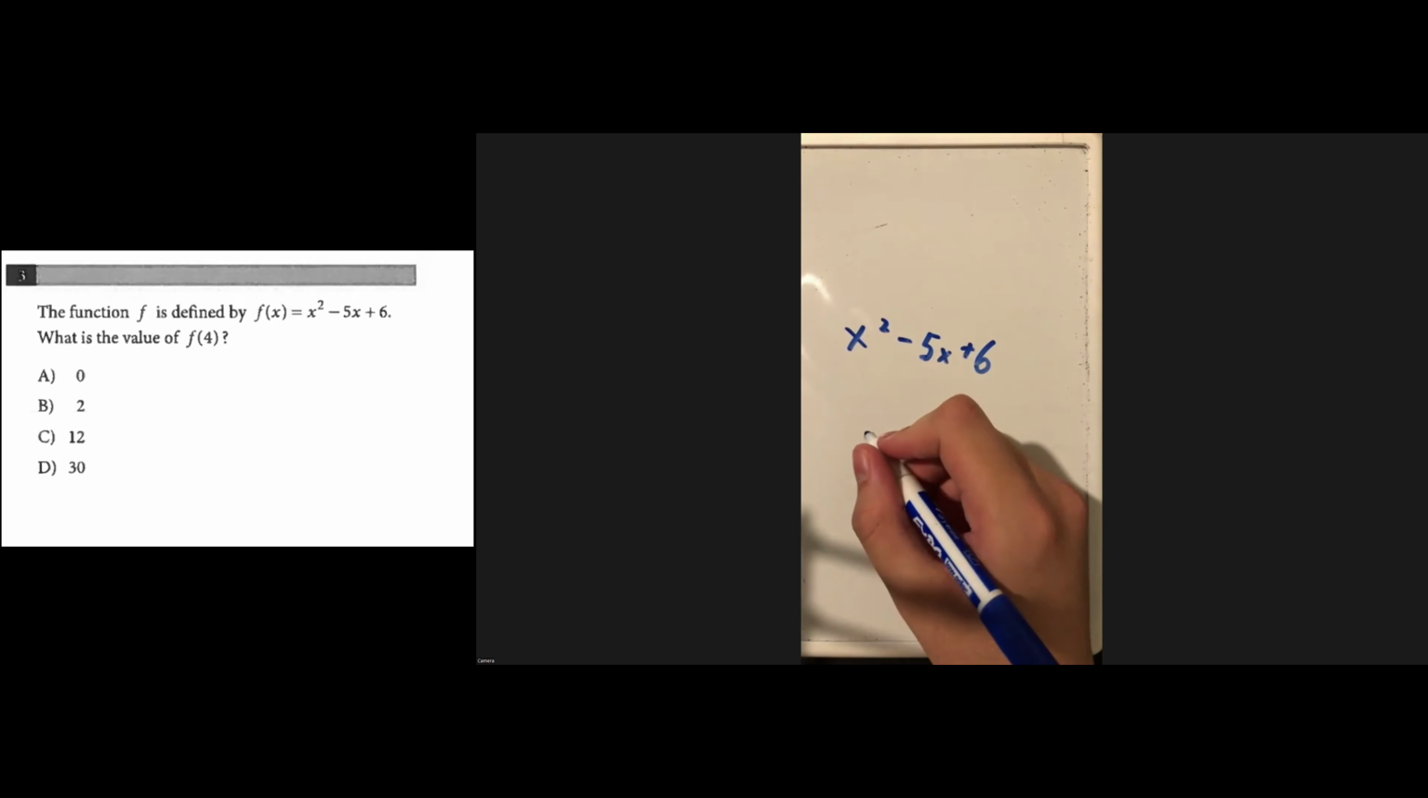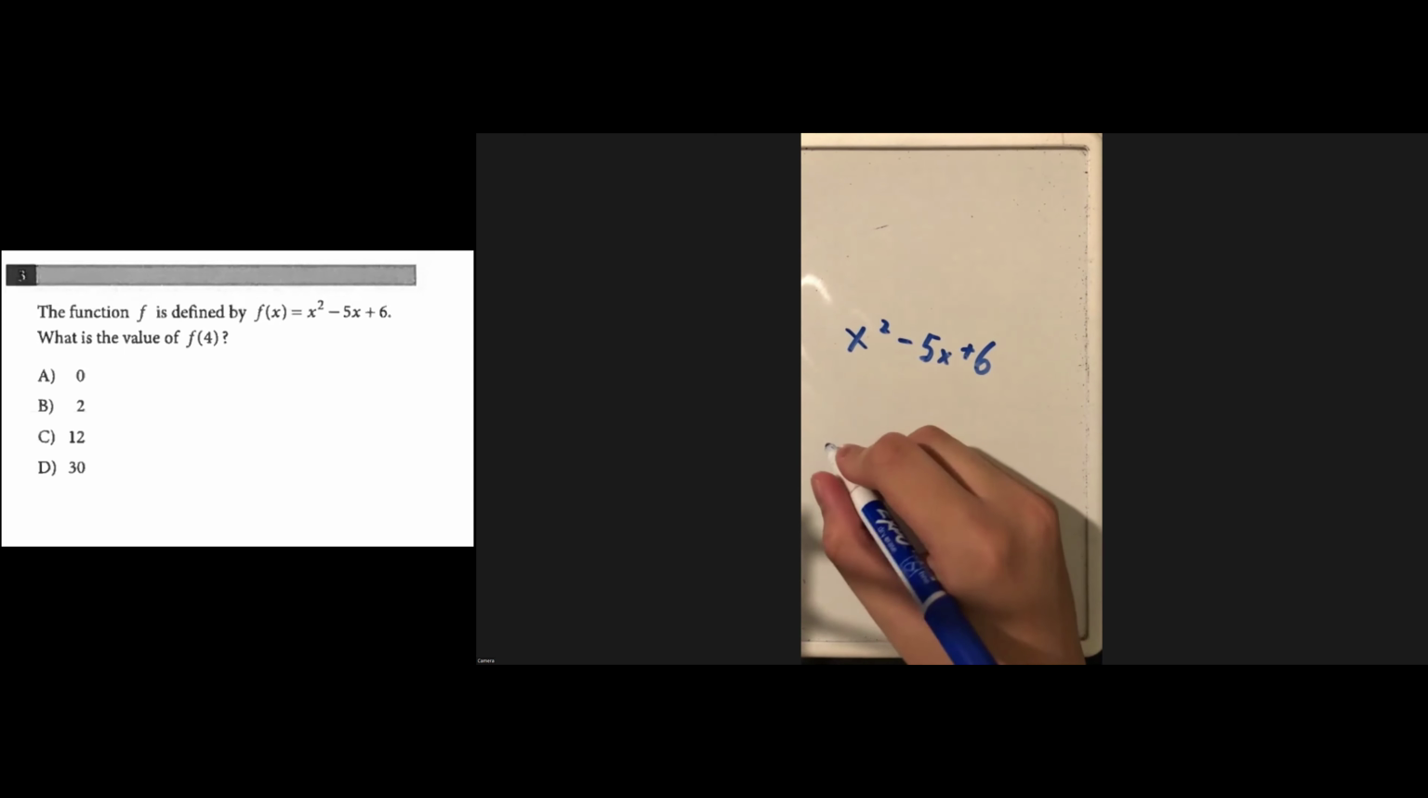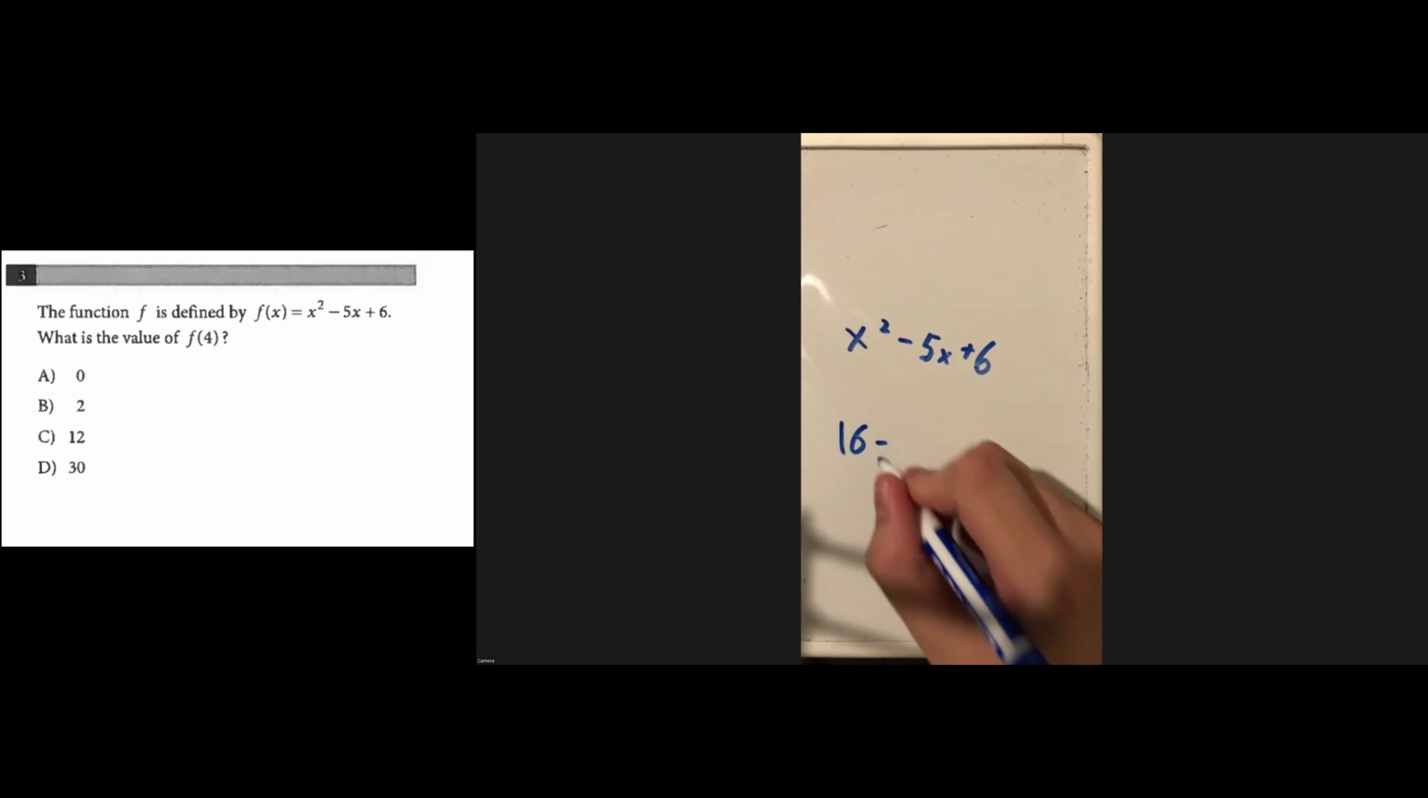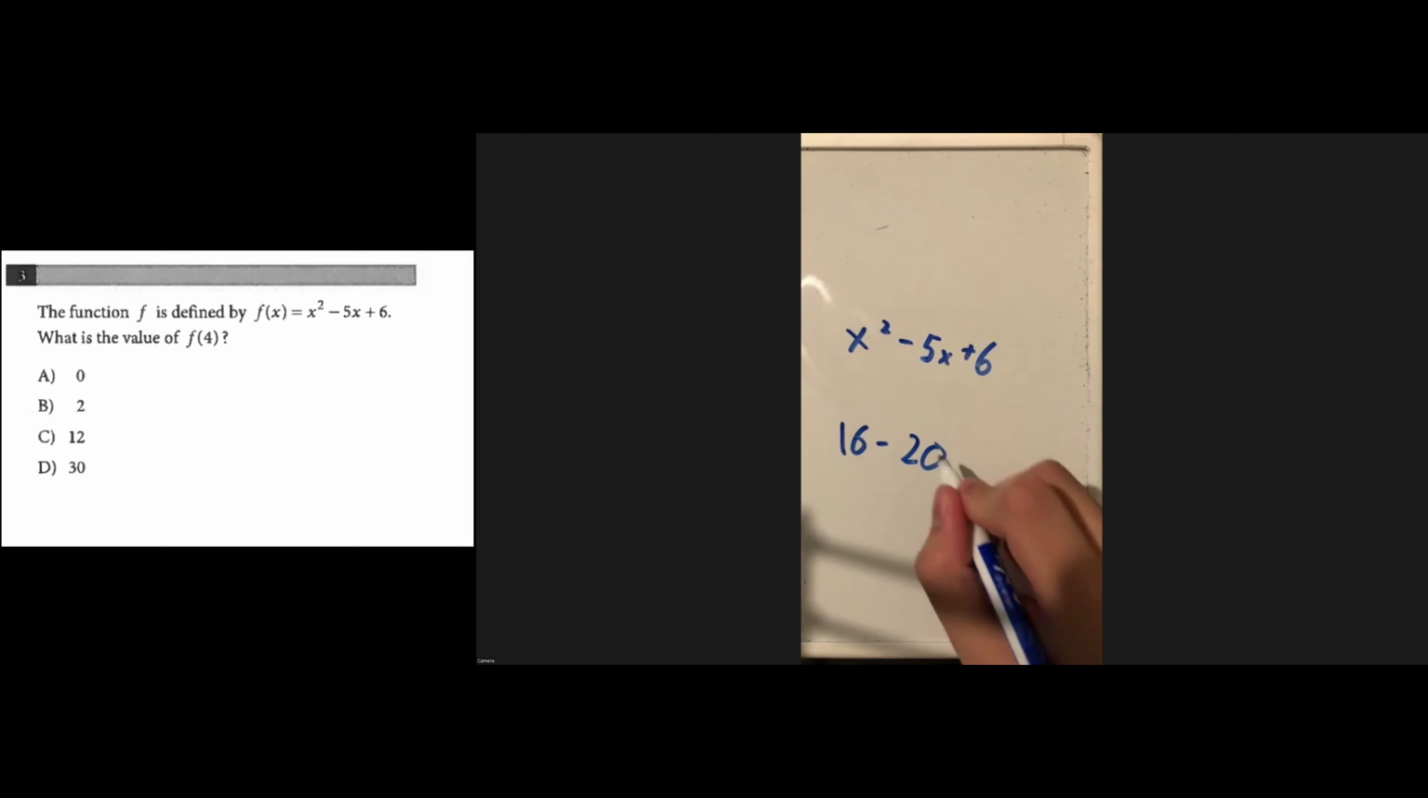Okay, so for question 3, we're given a function and we're told what is the value of f of 4. So we just plug in 4 squared is 16 minus 5 times 4 would be 20 plus 6. Once we add all these together, we get negative 4 plus 6, which is 2. So the correct answer here is 2, which is answer choice B.